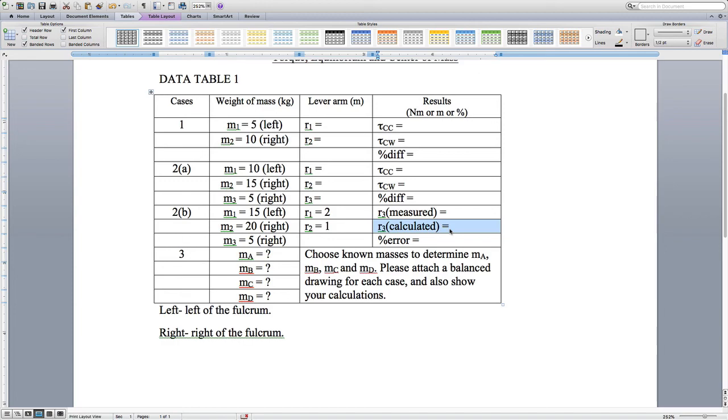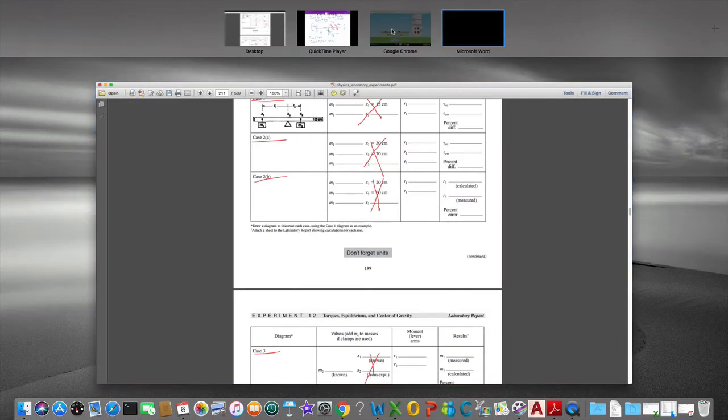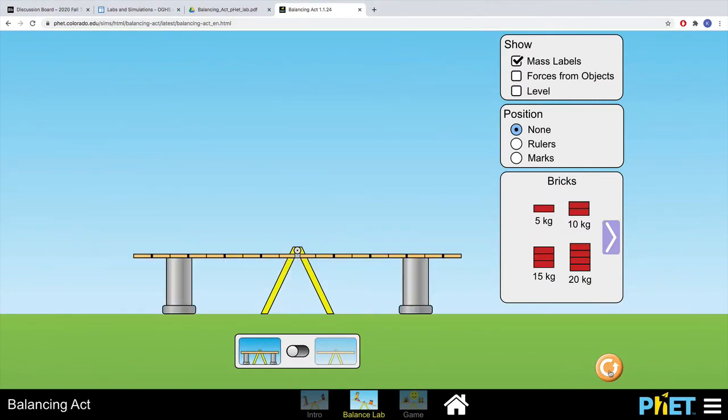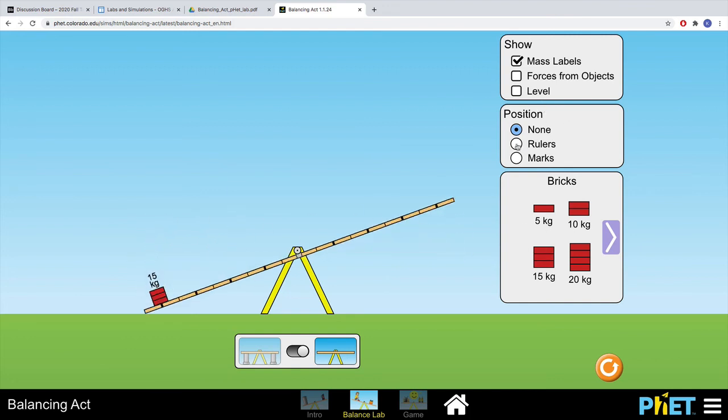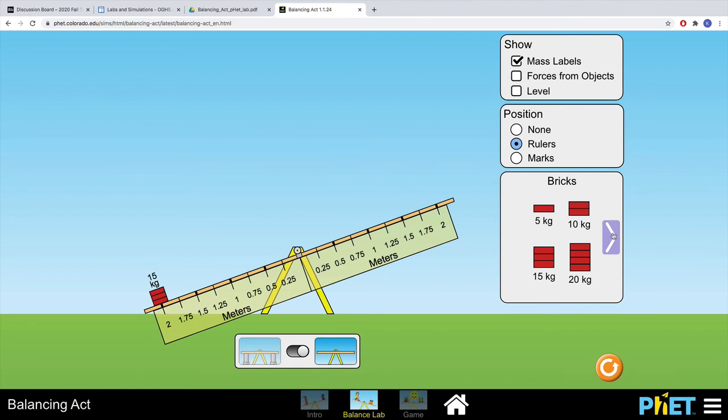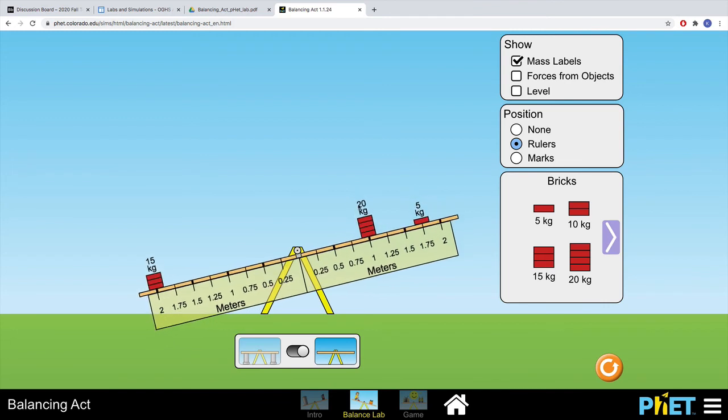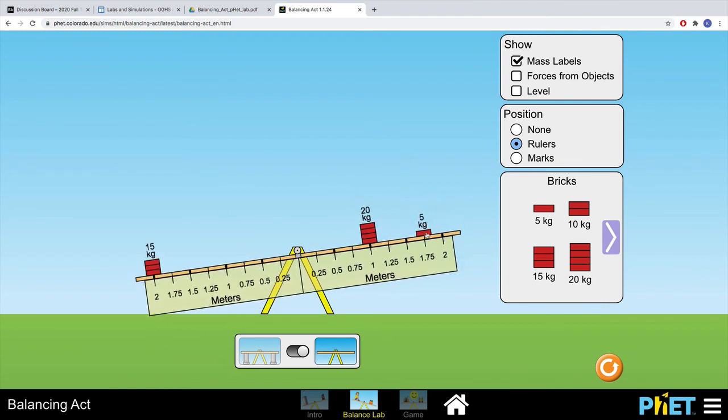So what you're going to do is the 15, the 20, and the 5. You take the 15 kilogram and put your rulers, right? It says put it at 2. Then take the 20 kilogram and put it at 1. Now, the 5 kilogram, I don't know where, just put it somewhere so that the two items are balanced. Okay?